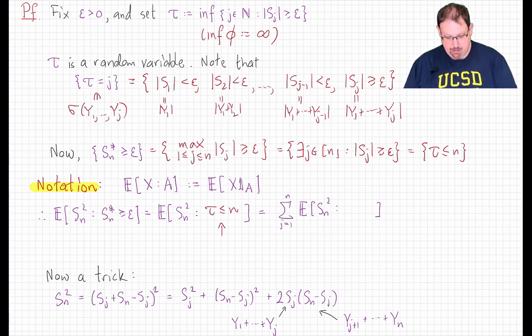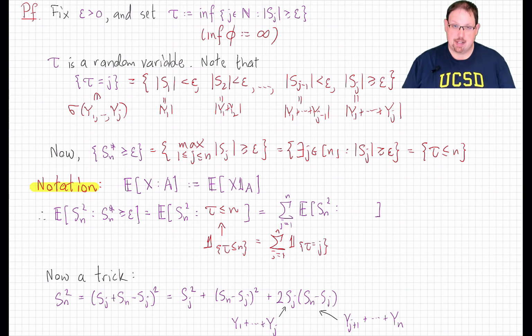Now, that event, the indicator that tau is less than or equal to n, of course can be written as a sum, j going from 1 up to n, of the indicator that tau is equal to j. In other words, the event that tau is less than or equal to n is the same as the disjoint union of the events that tau is equal to 1, tau is equal to 2, up to tau equal to n. And so factoring that expected value over that sum of disjoint indicator functions gives us that this is equal to the sum of the expected value of Sn squared given that tau is equal to j.